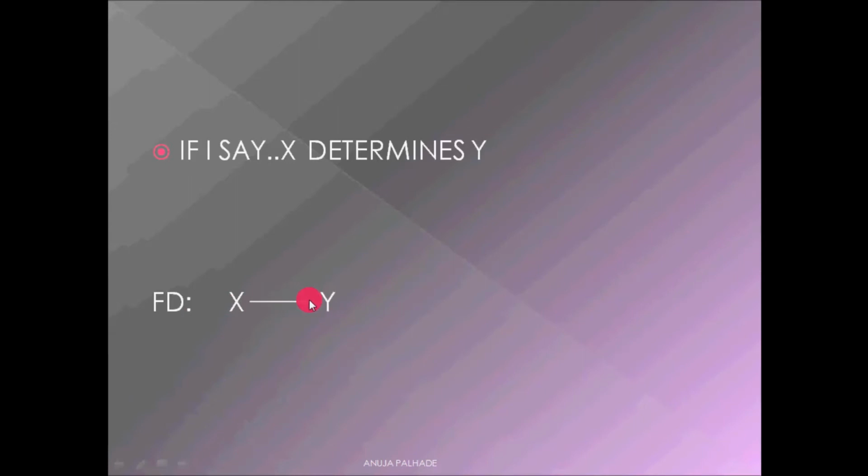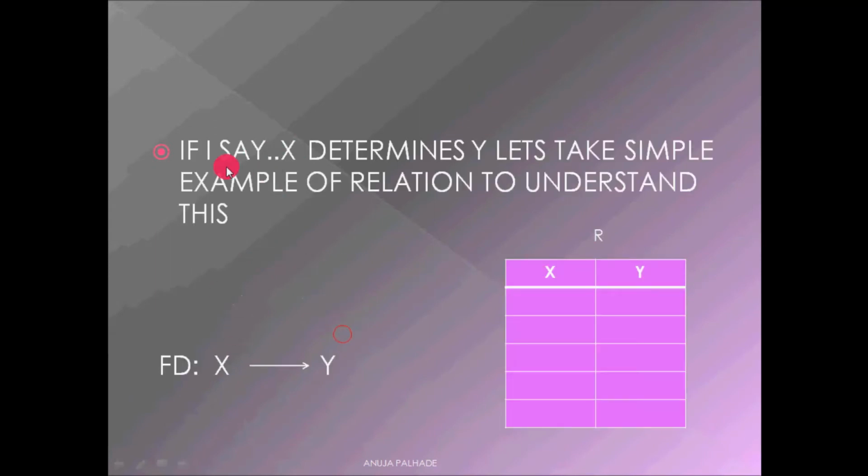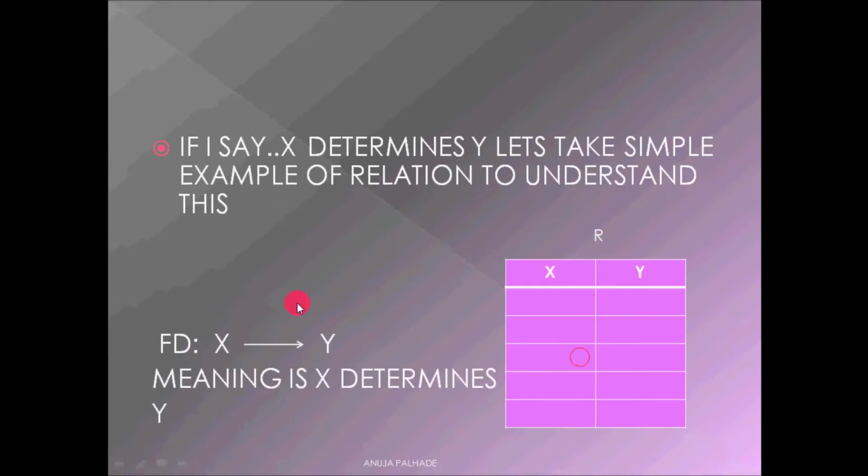So this arrow should be towards the y. If I say x determines y, let's take a simple example of a relation. Suppose this is the relation R, to understand this functional dependency, x determines y. This is the attribute x, and y is also an attribute of the entity type R. So you can say this is the relation.